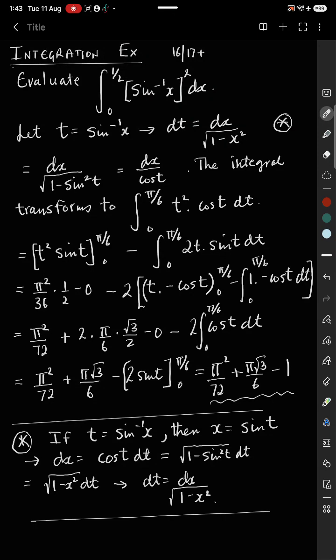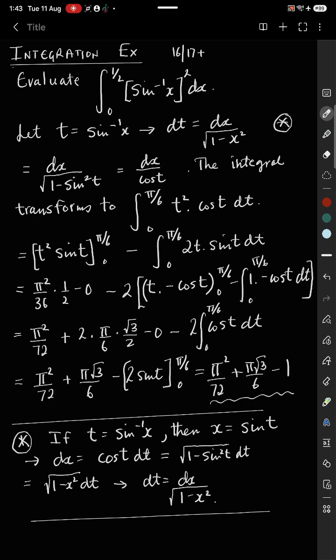Hello and good afternoon. We want to do a little exercise in integration suitable for years 16 and 17 and above, which sometimes causes a little problem to beginners. So we want to evaluate the integral of (sine inverse x) all squared between the limits 0 and 1/2, with integration with respect to x.